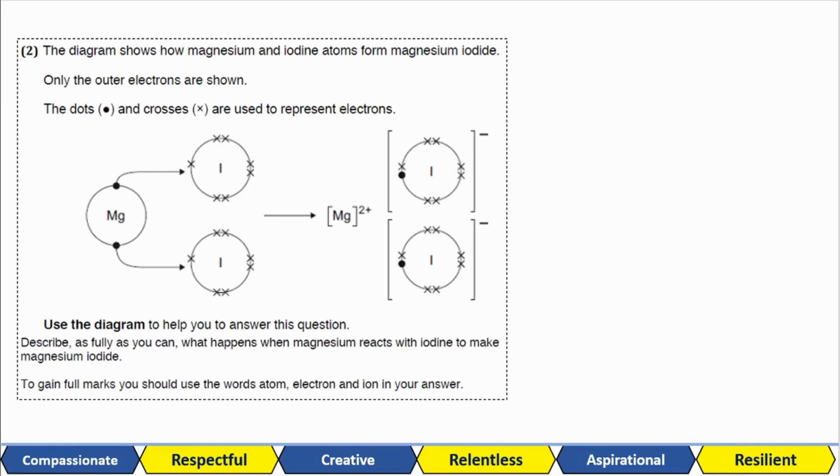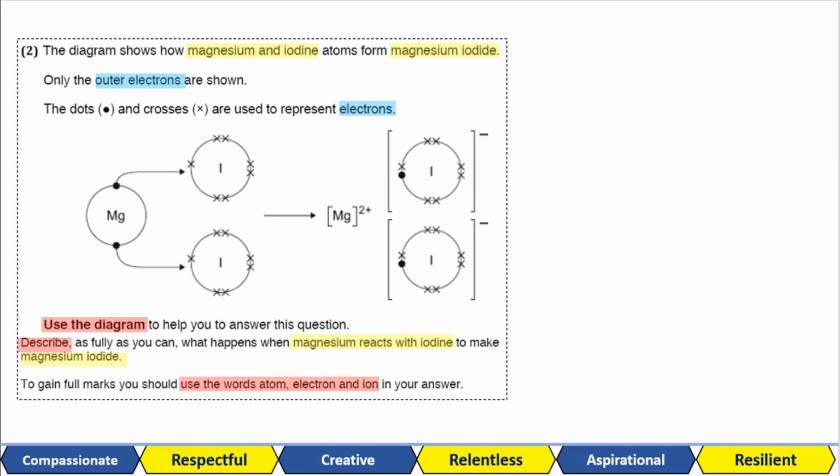The diagram shows magnesium and iodine atoms forming magnesium iodide. Only the outer electrons are shown. The dots and crosses represent electrons. Use the diagram to help you answer this question. Describe as fully as you can what happens when magnesium reacts with iodine to make magnesium iodide. To gain full marks, you should use the word atom, electron, and ion in your answer.